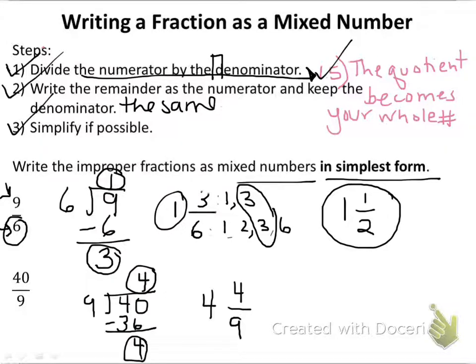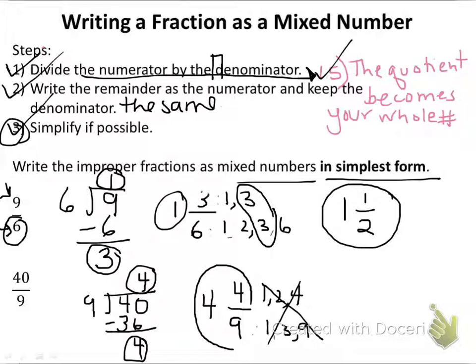Now, we need to think if we can simplify this. Well, what are our factors of 4? Factors of 4 are 1, 2, and 4. The next thing is to think of what are our factors of 9? 1, 3, and 9. Do 4 and 9 have a common factor? No. So that means that our fraction is already in simplest form, and this here, 4 4/9, is our mixed number.